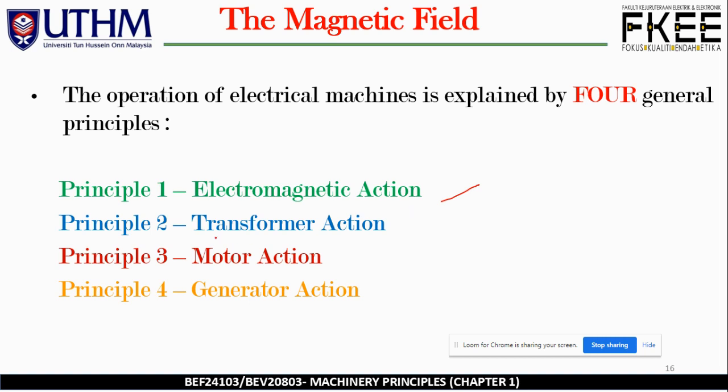For the second principle, transformer action, this is nothing but a time-changing magnetic field inducing a voltage in a coil of wire. Principle number 3, motor action, is a current carrying wire in the presence of a magnetic field having a force induced on it. And the final one, generator action, is defined as a moving wire in the presence of a magnetic field having a voltage induced in it.